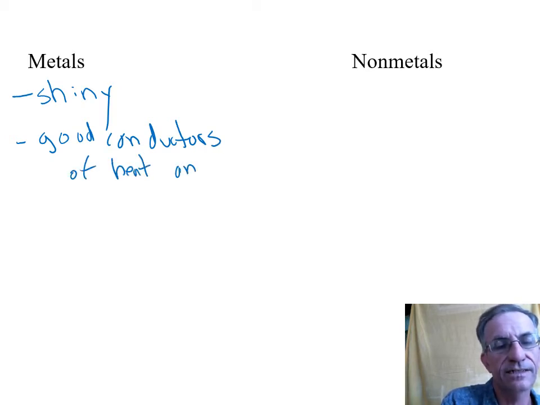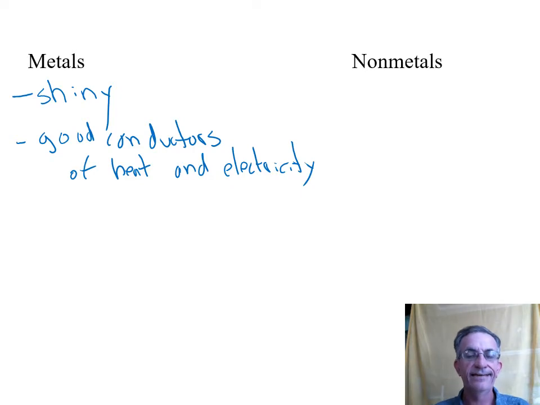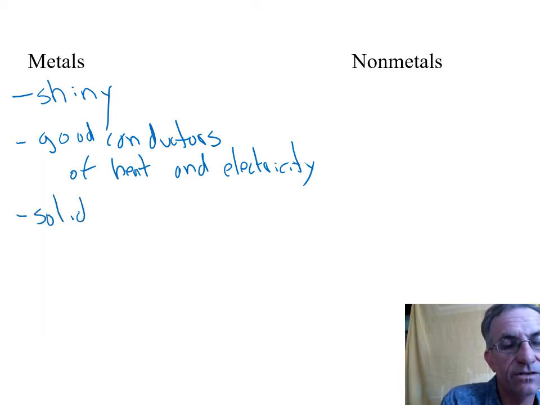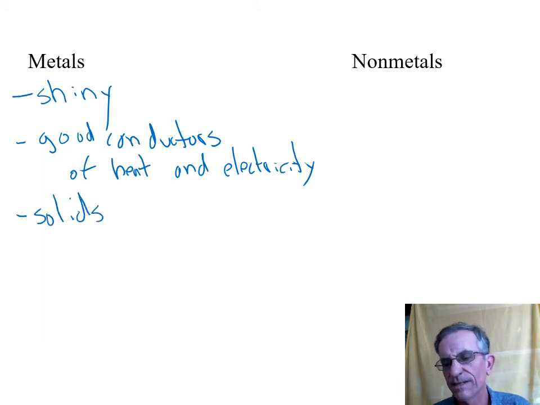Heat and electricity. Your pots and pans in your house are made out of metals because you want the heat to get from the stove into your food, right? So you need something that carries heat really well. So pots and pans are made out of metals because we want that heat to transfer to our food really fast. What else can I tell you about metals? They tend to be solids. Again, there are some exceptions. There's only one real exception, mercury, but pretty much all the other metals are solids.